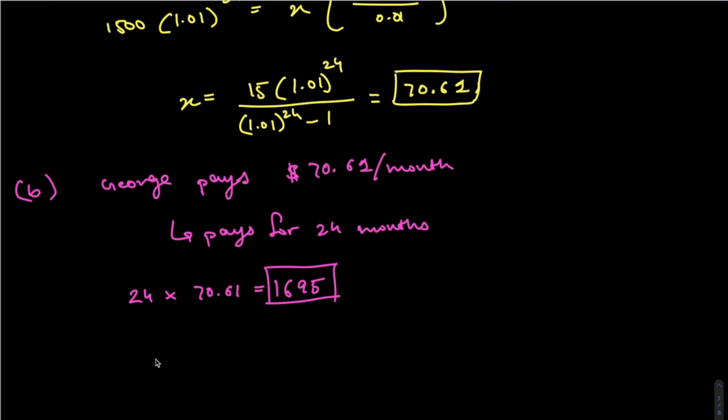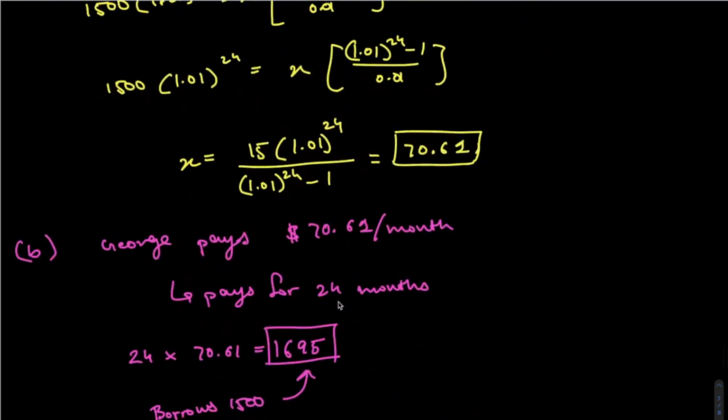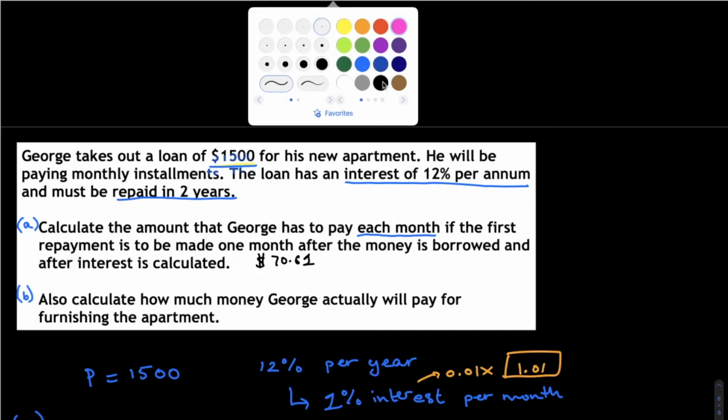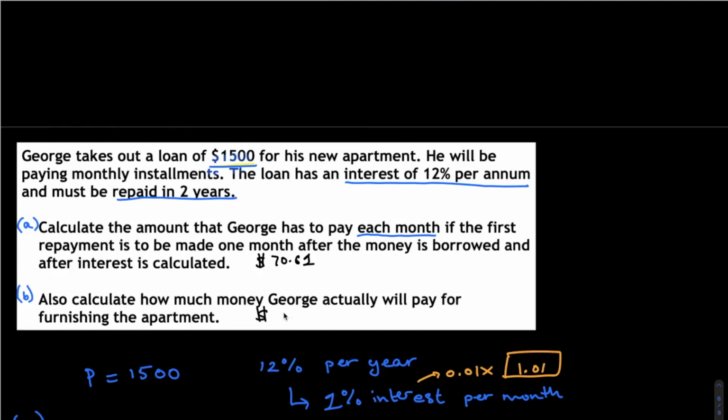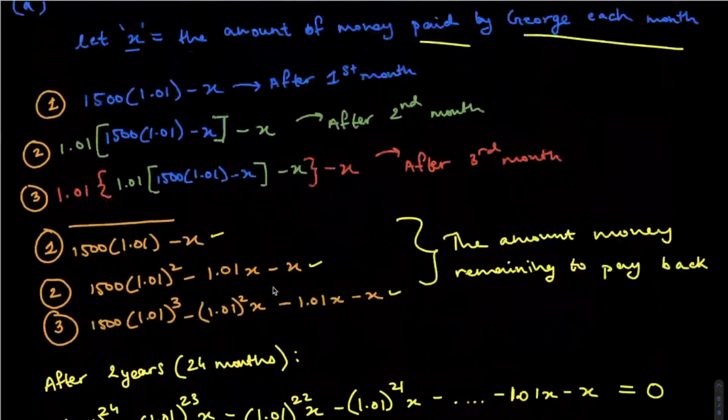So basically, he borrows 1,500 and actually pays about 1,695 to the bank because of the loan and the interest charges. That is the answer to this question, so I'll just write it up here. Okay, that's it. So this was the last question for today.